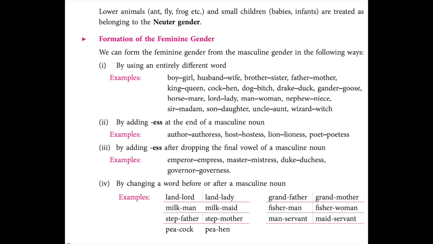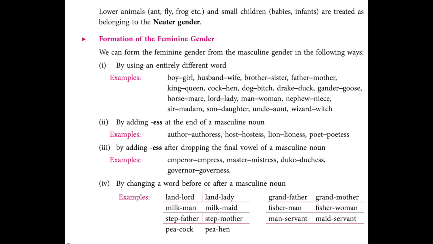The next part of this is how we form the feminine gender from the masculine gender. By adding an entirely different word, we can change the gender. For example, boy, girl, husband, wife, brother, sister, father, mother, king, queen, cock, hen, and so on.